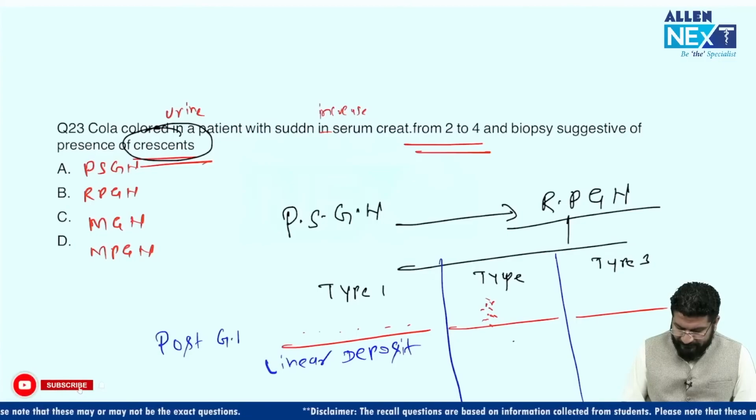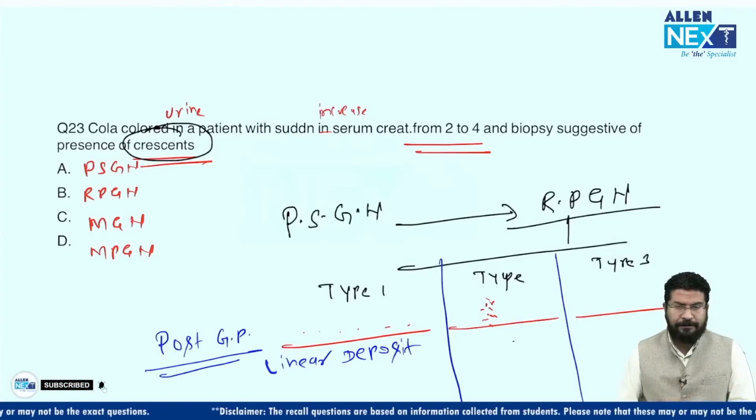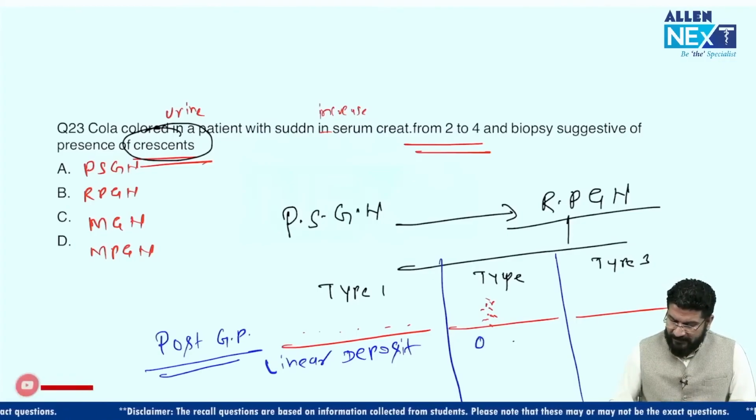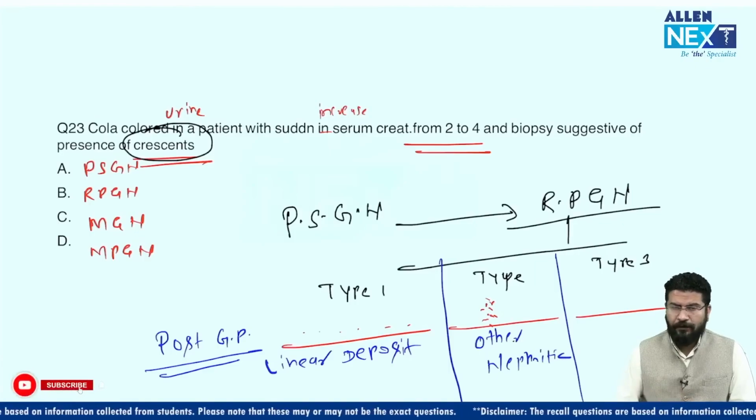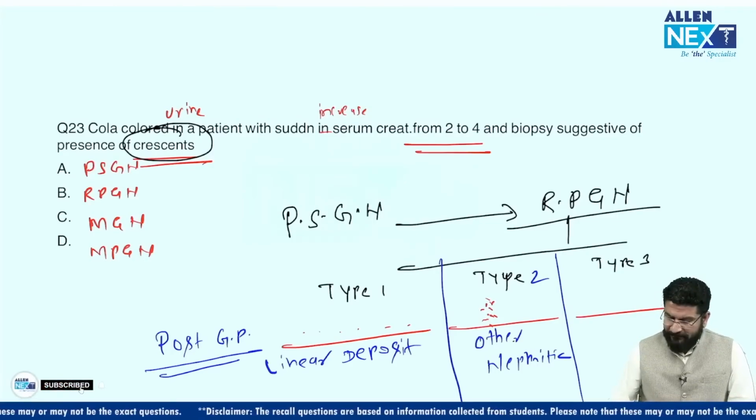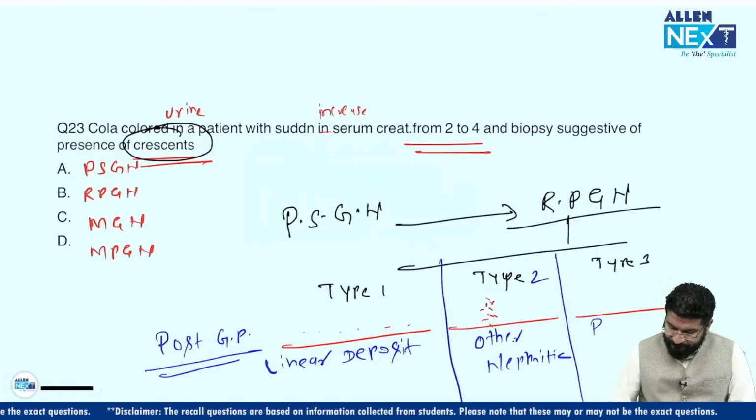So when Goodpasture syndrome converts into RPGN, we call this type 1. When other nephritic syndromes, which means PSGN, IgA nephropathy, Alport syndrome, convert, we call this type 2. And type 3, we call this pauci-immune.